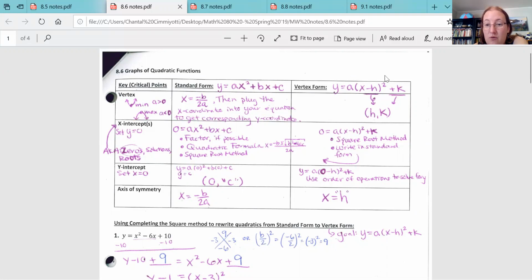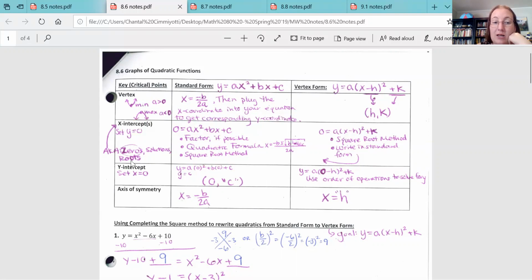If it's in vertex form, you set the y equal to 0 also, and then you can subtract the k, divide by the a, take the square root, and then add the h. So in other words, you can isolate the square part and then take the square root, or you can follow order of operations and rewrite it into standard form, and then you have those 3 options like you did before.